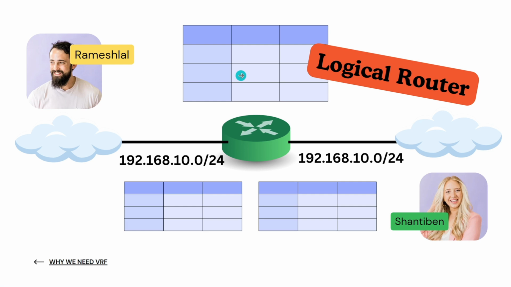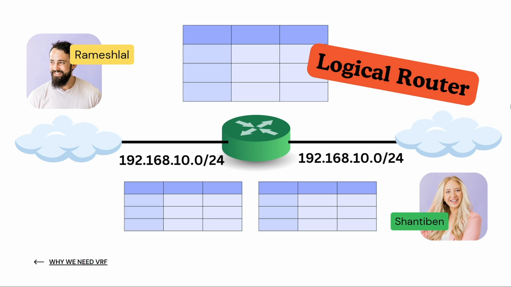And what is the ordinary stuff that you may know? There is only one routing table. Now just assume what will happen if, let's say, we have two routing tables, one for Ramesh Lal and one for Shanti Ben. Can you think of that? So in that case, let me tell you how the VRF works.